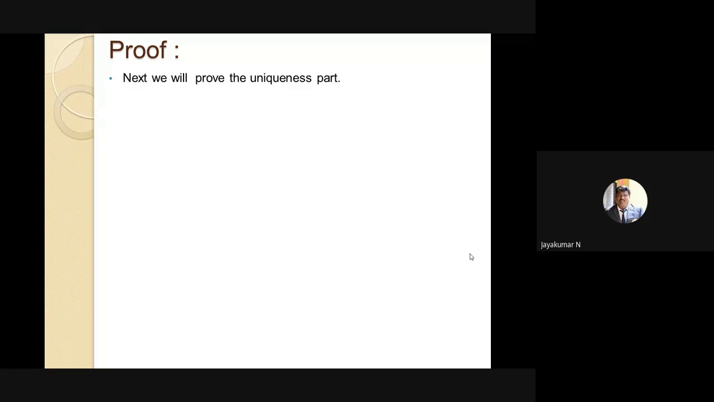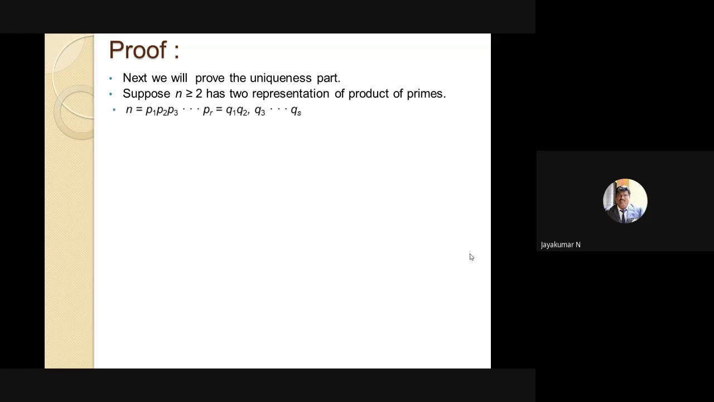Now I am going to prove the uniqueness part. Suppose n greater than or equal to 2 has two representations as a product of primes. You can write n in different ways. First, n equals p1, p2, p3, etc., pr. Next, n equals q1, q2, q3, etc., qs. Then both are equal.